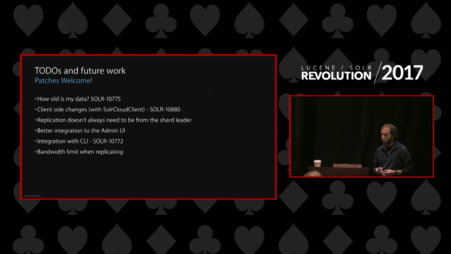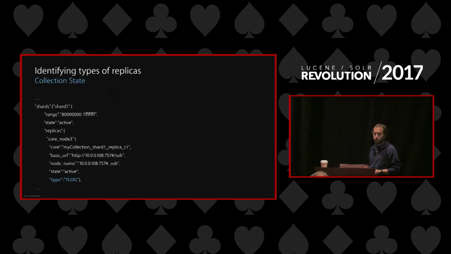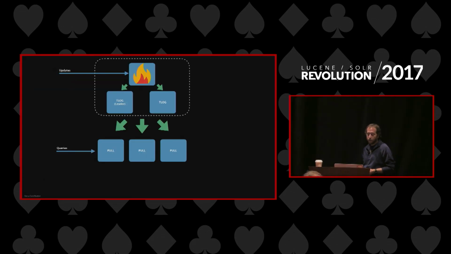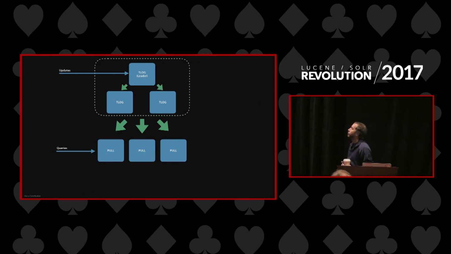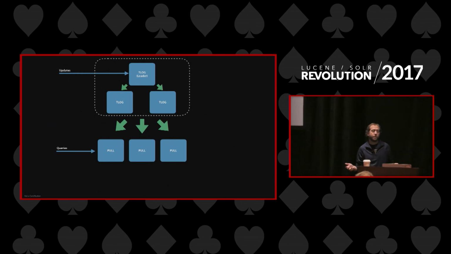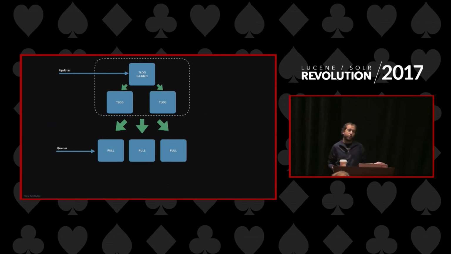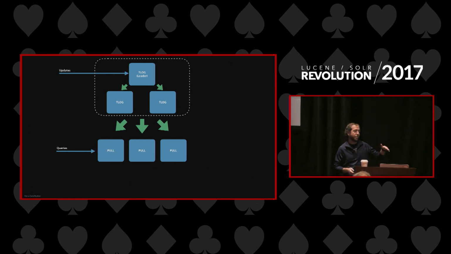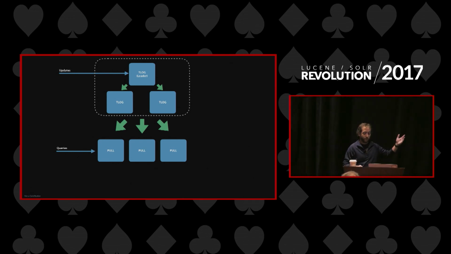Another improvement that we could do is that the replication doesn't always need to be from the leader, right? If I go back here, pull replicas replicate from that cluster of T-log replicas. Right now, they all replicate from the leader, and that can be a bottleneck. If you are okay with being a bit more behind, because the T-log replicas are also replicating, you could replicate from any of those. You have to wait until that T-log replica replicates, and then you will be replicating from that one.